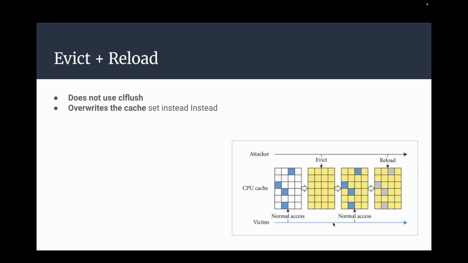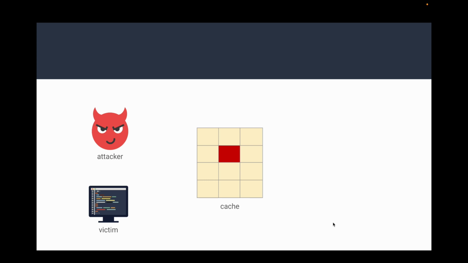So the final cache attack we looked into was Evict and Reload. This attack is almost identical to Flush and Reload, except there's no flushing, and instead the attacker overwrites the cache set that contains the targeted memory address and fills it with other addresses, essentially evicting the data. In our cache demonstration here, the attacker is focusing on a specific location. The attacker then fills the cache set, or the eviction set, with their data.